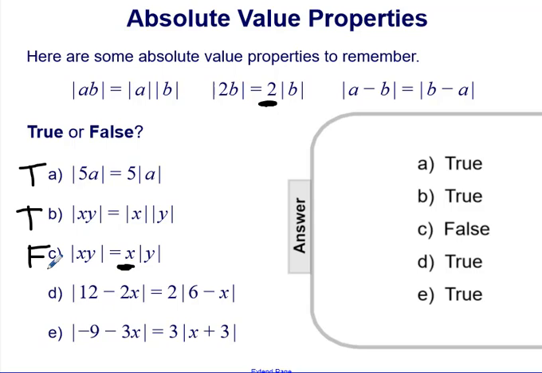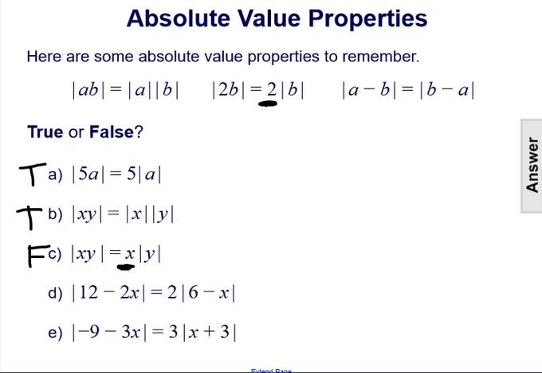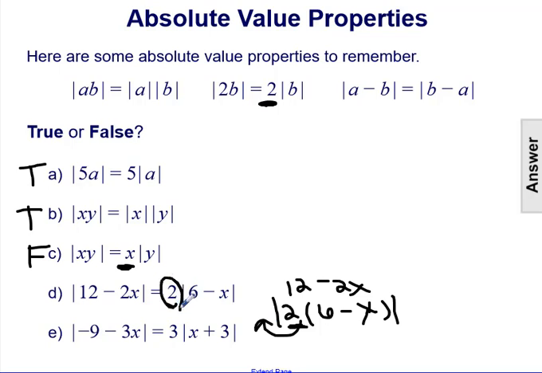So C is false. We have the absolute value of 12 minus 2x is equal to 2 times the absolute value of 6 minus x. So here, we're seeing if we can take out that factor of 2. Well, 12 minus 2x can be rewritten, if we factor out a 2, as 2 times 6 minus x. We would have the absolute value of it, with a factor of 2 being taken out here. So yes, D would be true.